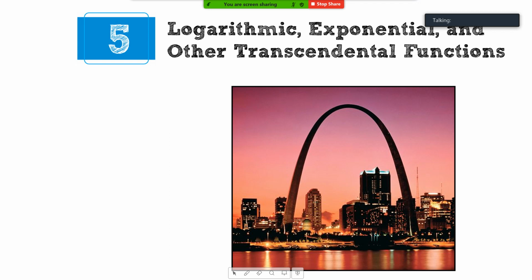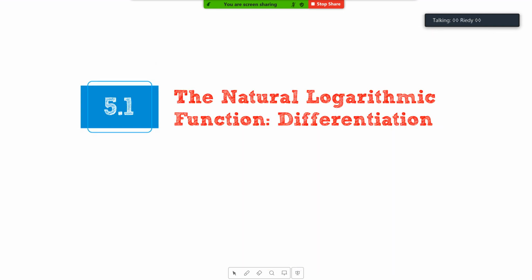Okay, here we go. So, as you can see, the title of this chapter in itself is fairly intimidating. Logarithmic, exponential, and other transcendental functions. Ooh. Today we're going to talk about the natural log.